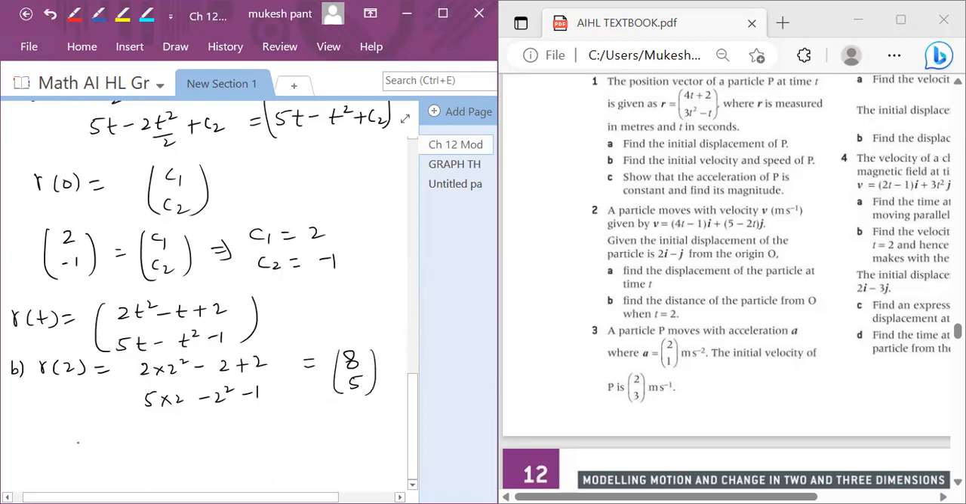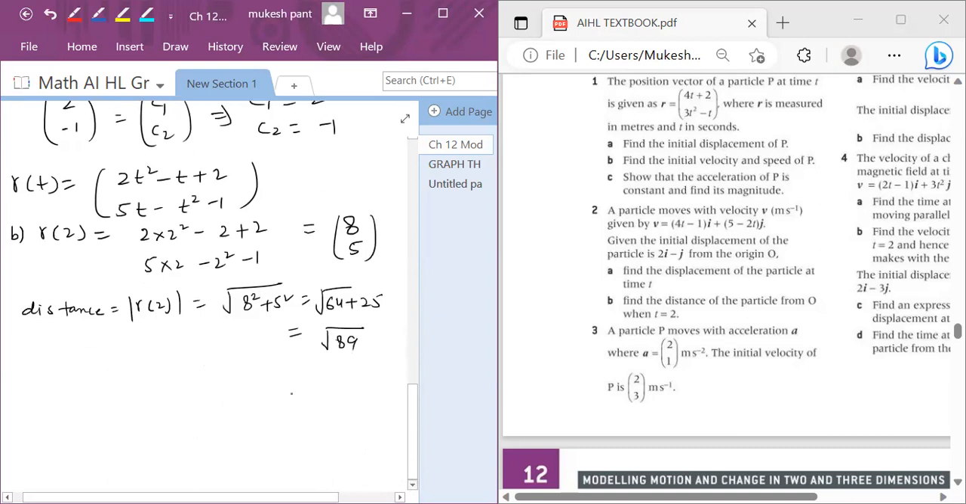So when we have to find the distance, distance means the magnitude of r(2). So it will be the square root of 8 squared plus 5 squared. So this is 64 plus 25, which is 89. Square root of 89, then it will be 9 point something. You can use a calculator. It's approximately 9.43 meters.